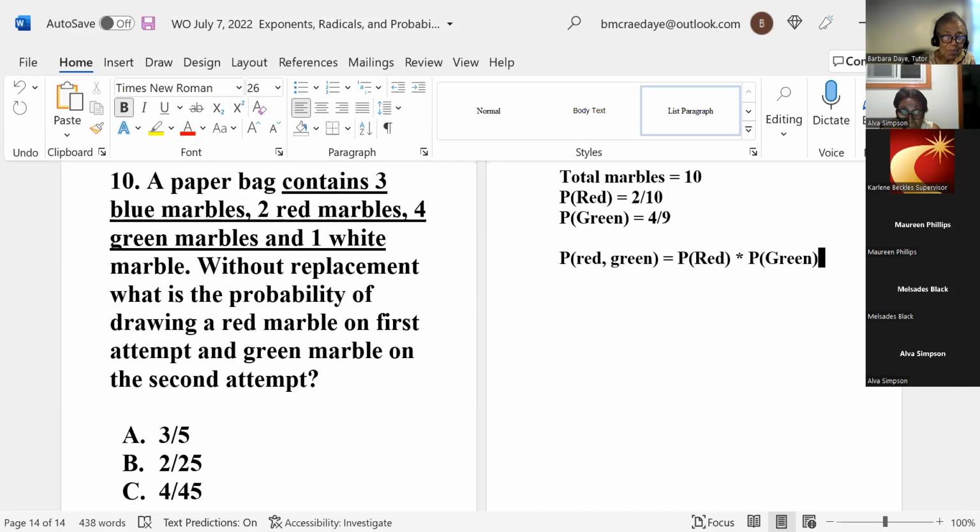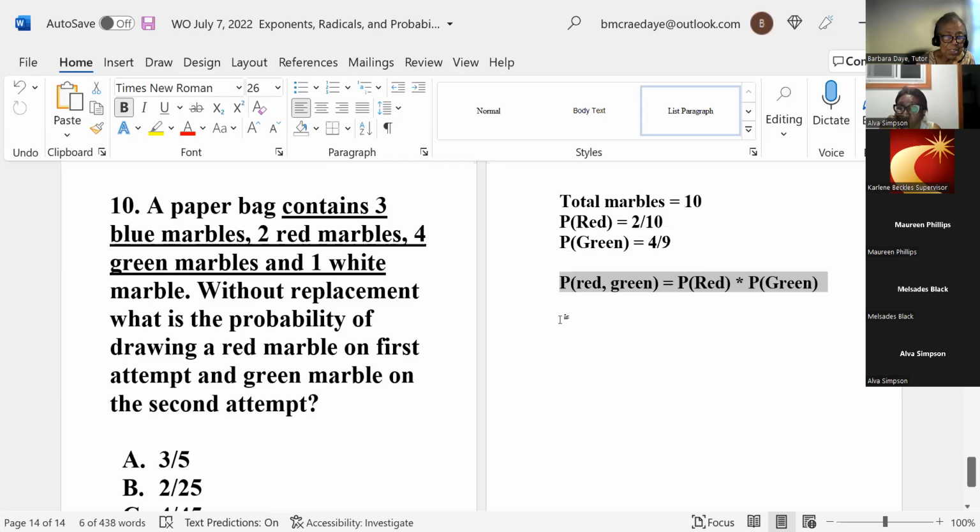Red is 2, right? No. Red is 2 over 10, and green is 4 over 9. Oh, these are fractions. Okay. So this would be 2 over 10. Let's put this one first because we found that probability first. I said you find the separate probabilities first. So that's 2 over 10 for the probability of red, and 4 over 9. What's that equal to, Maureen?